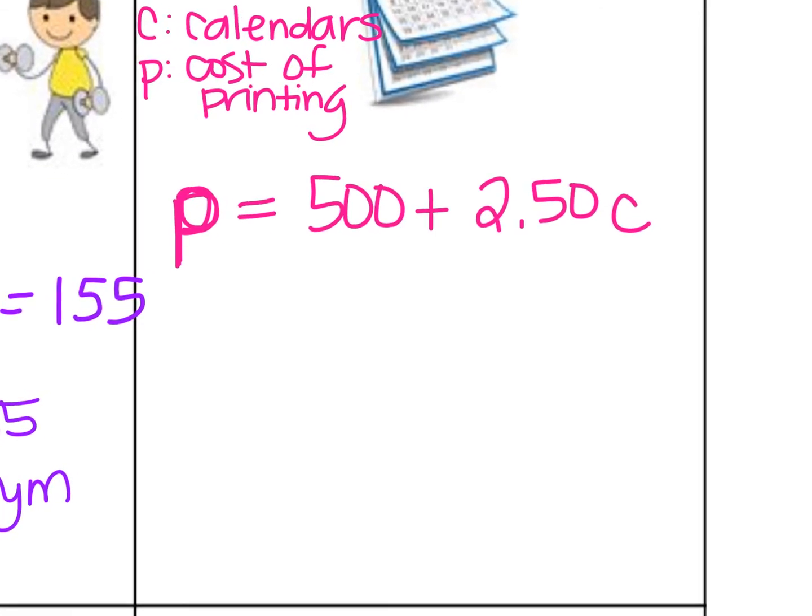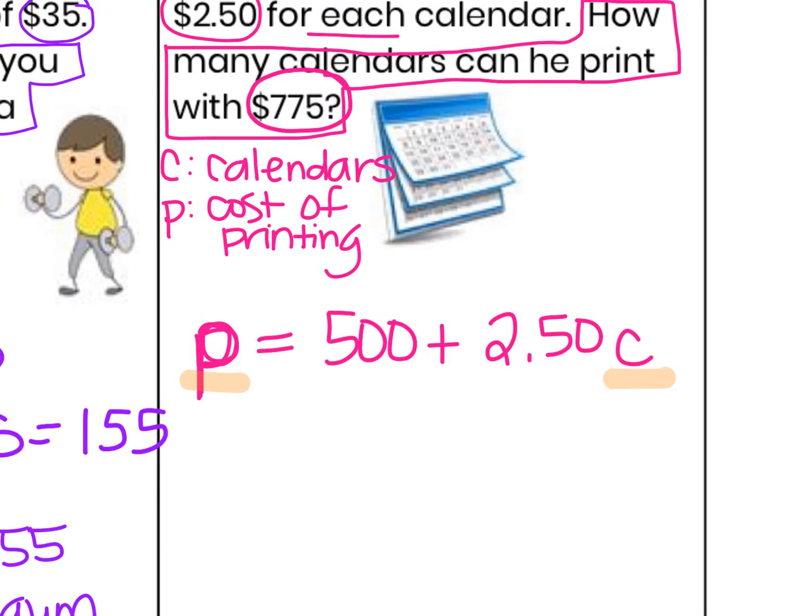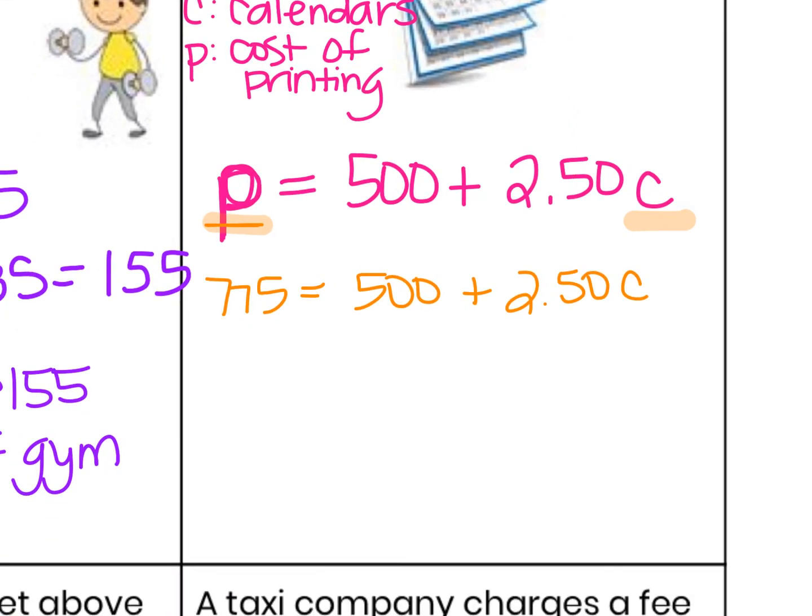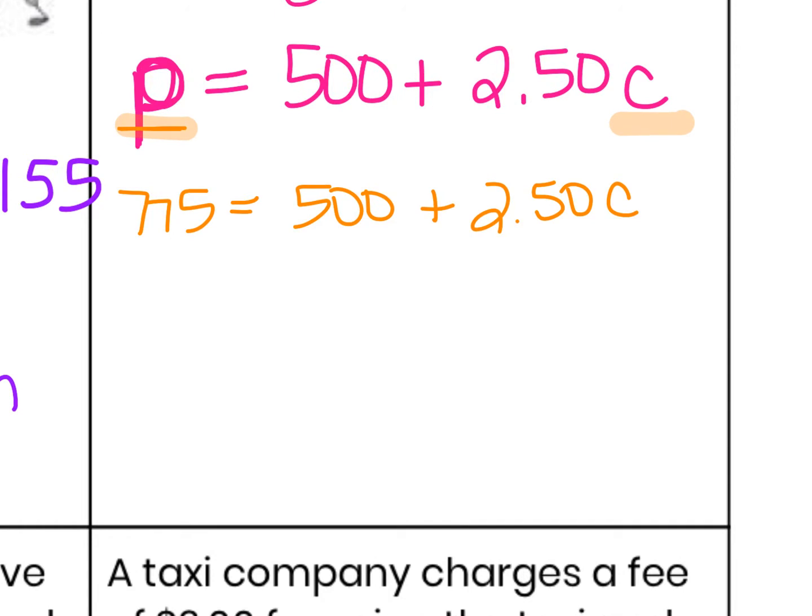So now when I solve, the question is asking how many calendars can he print with $775? So we need to figure out where we should plug it in. There's only 2 options. Either we plug it into P or to C. C represents calendars, and the question is not saying you have 775 calendars. It's saying you have $775. Dollars would be more of a cost. So that 775 is going to go where the P is at. So our job here is to figure out what C equals. So this is a two-step equation.